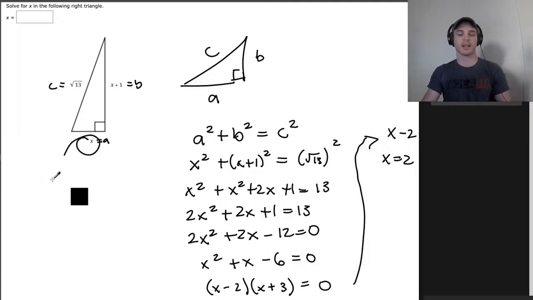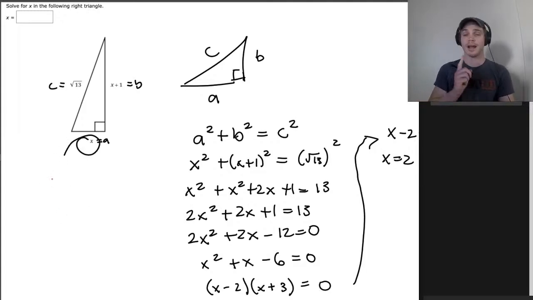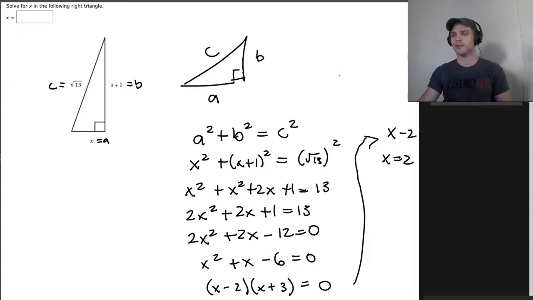So my side length here is x. I can't have a negative length. That doesn't make any sense. The negative kind of throws that off. So that means the negative 3 is actually a bad solution. That's junk. We're going to throw that away. So x really is going to equal 2. And if x equals 2, then x plus 1 equals 3. And there you have it.